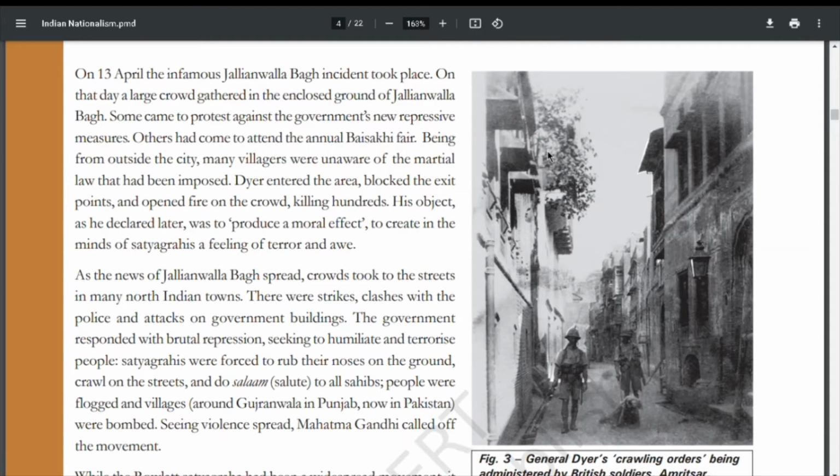Dyer entered the area, blocked the exit points, and opened fire on the crowd, killing hundreds. His object, as he declared later, was to produce a moral effect, to create in the minds of satyagrahis a feeling of terror and awe.